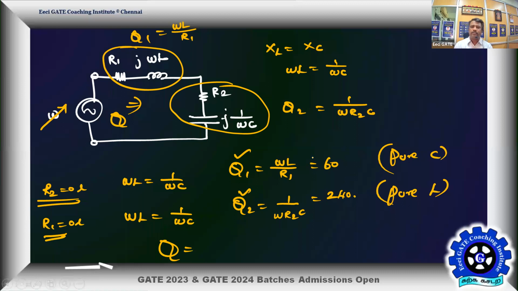So I ensured that there is only one resistor in the circuit. So we can straight away go for the corresponding Q of the coil and Q of the capacitor. Now we are looking for the combined. That means R1 is not equal to 0, R2 is not equal to 0, R1 and R2 both are existing.